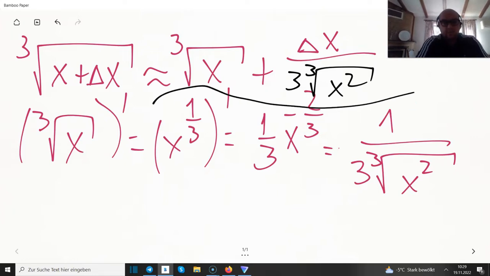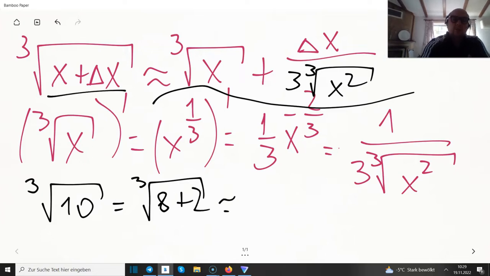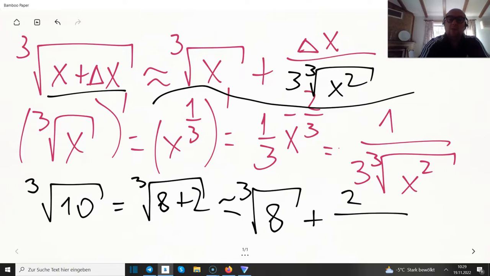And once again, this is the Taylor series that we are applying. Let's see some examples. What is the cubic root out of 10? Well, I can write it as the cubic root out of 8 plus 2 in order to get to this formula. This would be approximately the cubic root out of 8, which is great because I can compute it. Now this is 2 divided over 3 times the cubic root out of 8 squared.